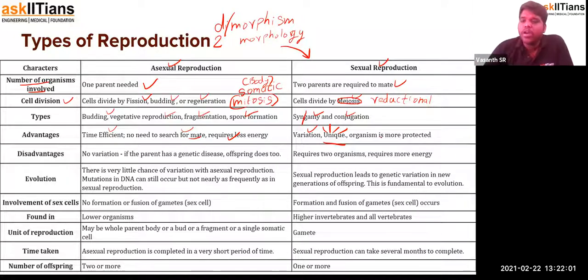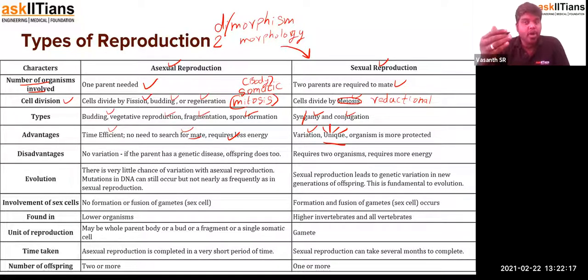Now, the organism is more protected. What do you mean the organism is more protected? Because there will be 2 parents involved, and all the evolved characteristics would make the individual more protected in nature. So that's the third point.